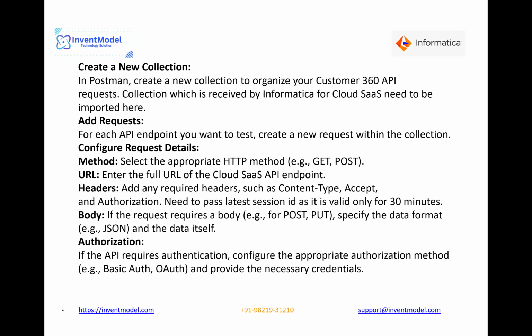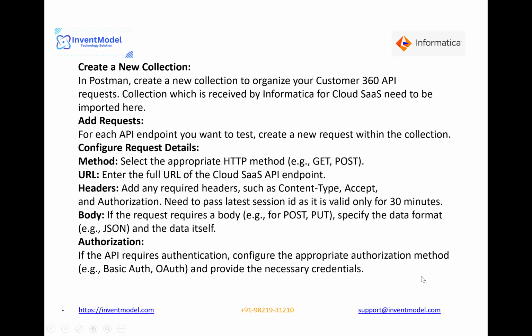So in the body, we require a body if our POST request needs one, specifying that the data format is JSON and the data itself. So in the body, we can pass these things. In the authorization section, if the API requires authorization, configure the appropriate authorization method like basic auth or OAuth, and provide the necessary credentials if required.